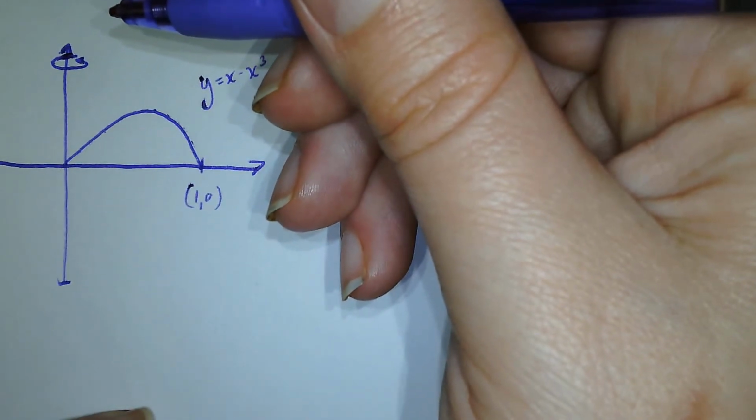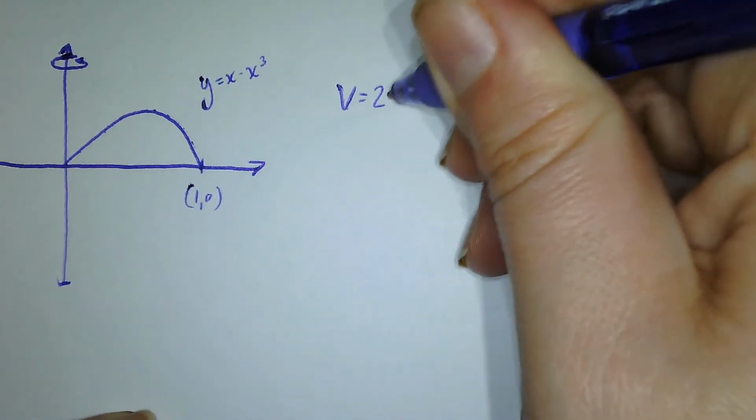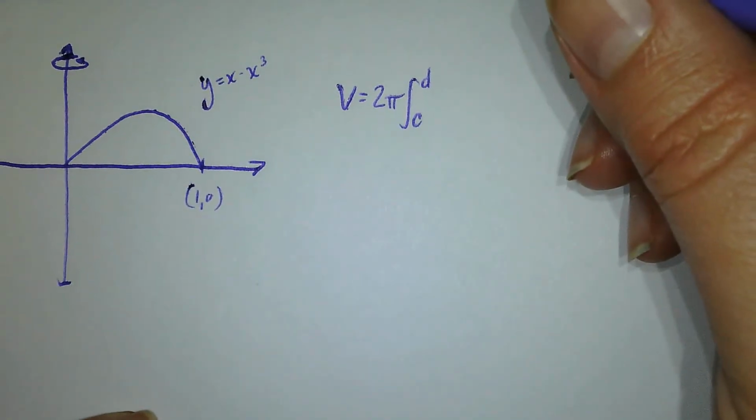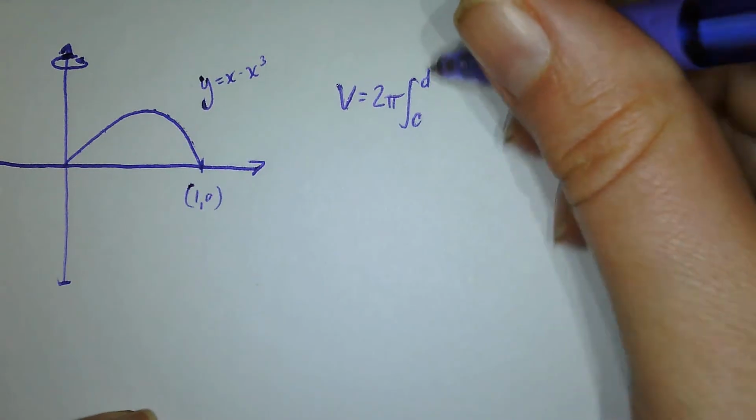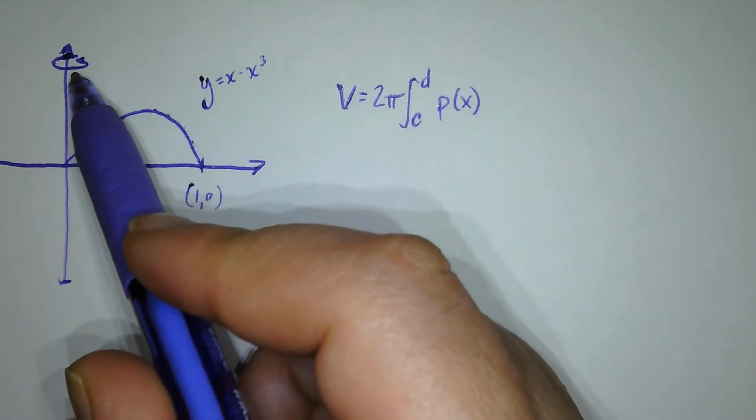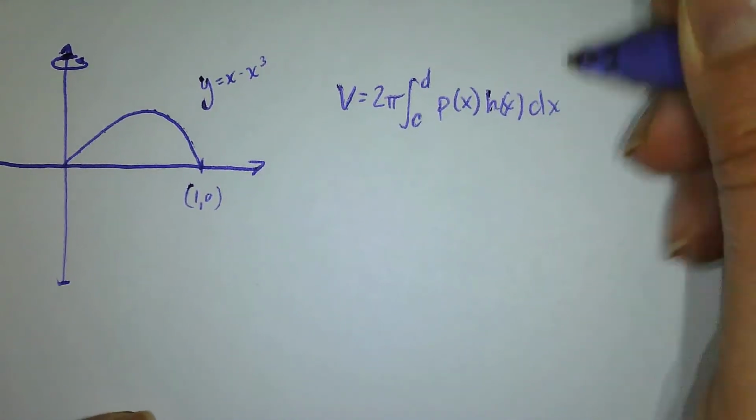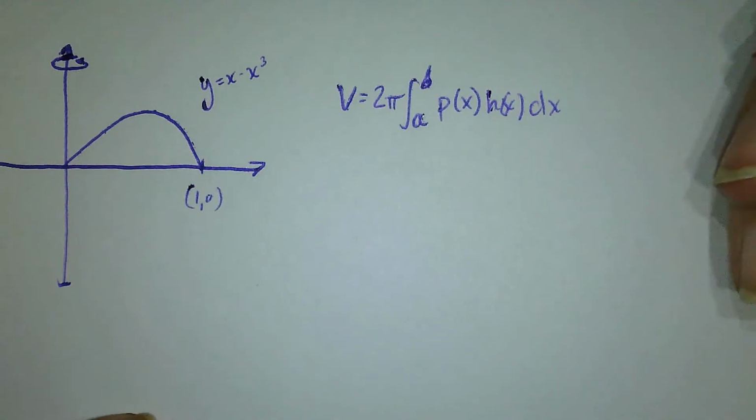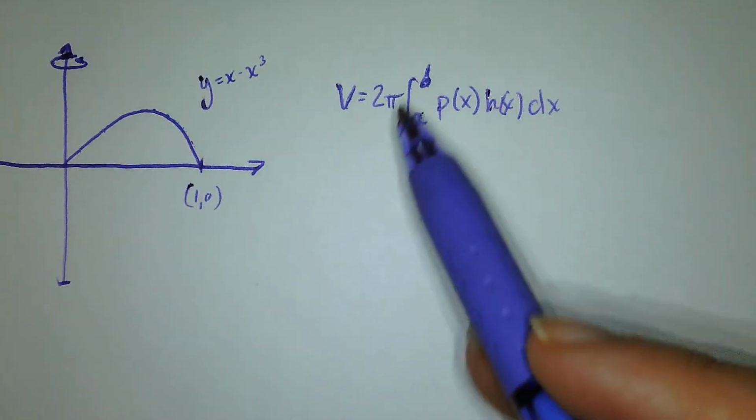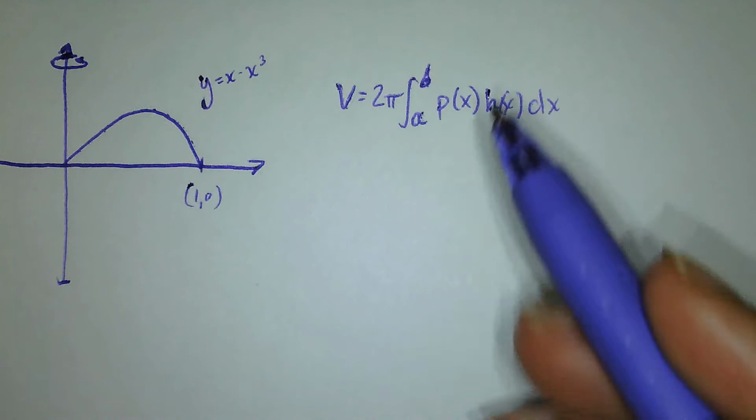Okay, so when we go to set this up, we have this formula. Volume equals 2 pi from a to b of p of x, h of x, dx. Because we're rotating around the y-axis, we're doing this in terms of x. Anyhow, we're clearly integrating from 0 to 1, so we can at least do that.